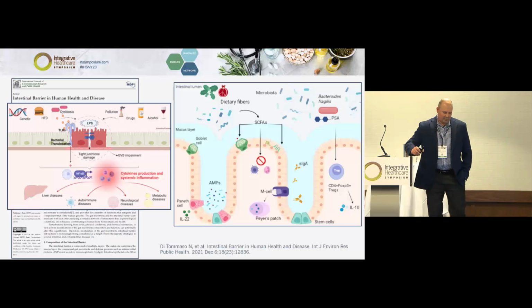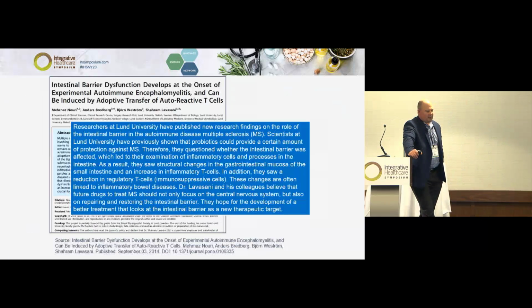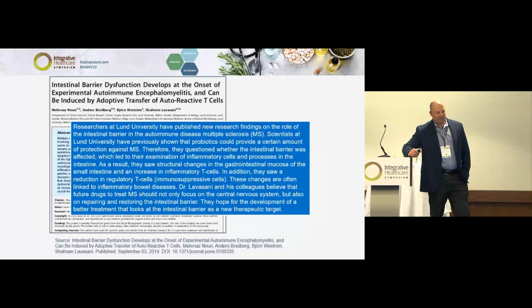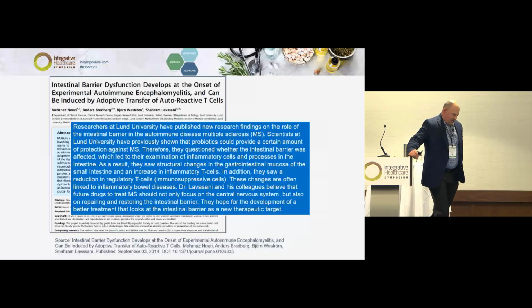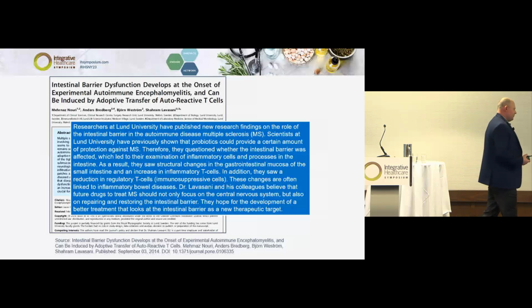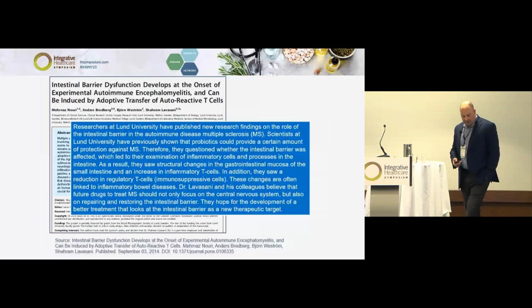So this was a study in 2014 that looked at intestinal barrier dysfunction in multiple sclerosis. And the interesting thing, if you can read here, is that the one doctor said he believes that future drugs to treat MS should not only focus on the central nervous system, but also on repairing and restoring the intestinal barrier. And I don't know any neurologist seeing patients for MS that's doing stool testing or intestinal permeability screens on their patients. So it's a perfect example of the disconnect between what you see in the medical research and what we see in clinical practice.